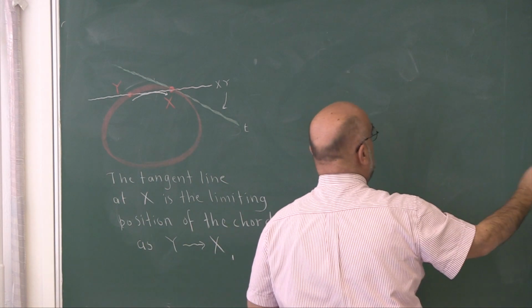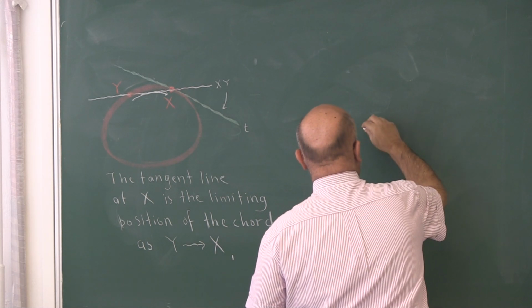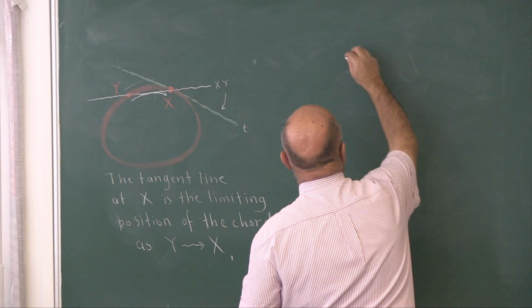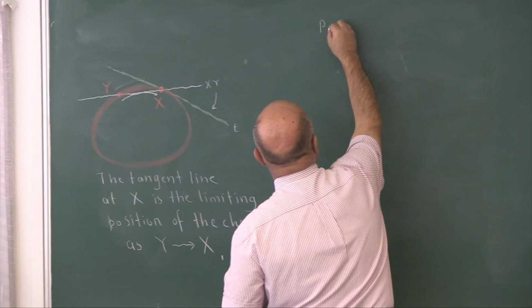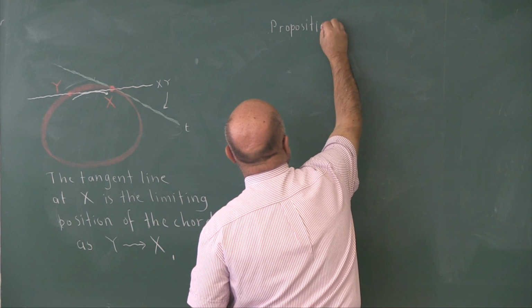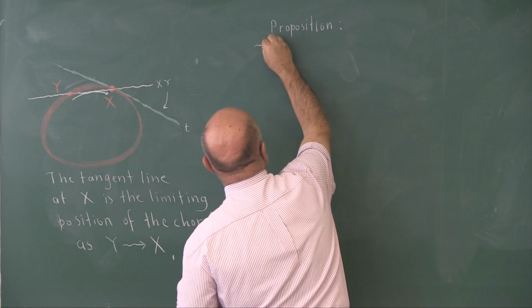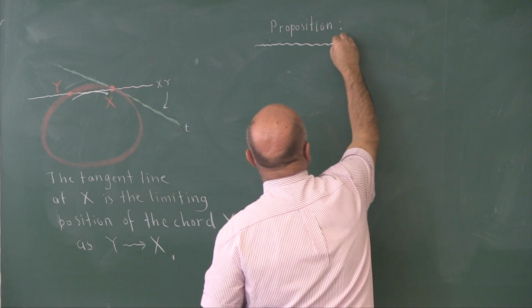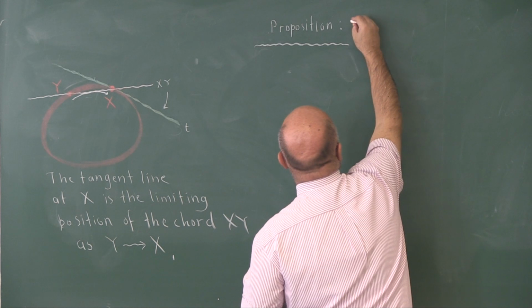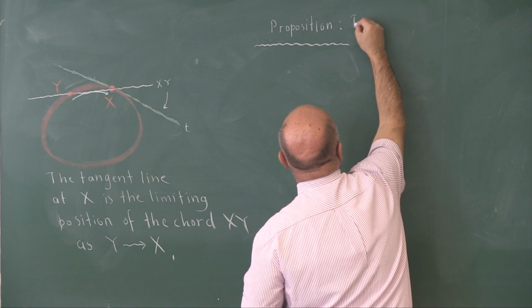So why is this the case? Let's say, proposition: the notation and terminology is as stated above. The tangent line is the perpendicular bisector.